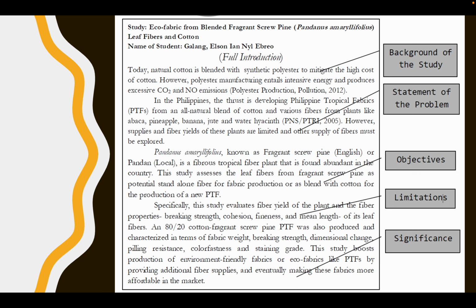Next is the problem. So, what is the problem of our research? In the Philippines, there is a thrust in developing Philippine tropical fabrics or PTFs from an all-natural blend of cotton and various fibers from plants like abaca, pineapple, banana, jute, and water hyacinth. However, supplies and fiber yields of these plants are limited and other sources of fibers must be explored. So, since it is lacking, we fill the gap by finding new ways to improve the fiber yield.